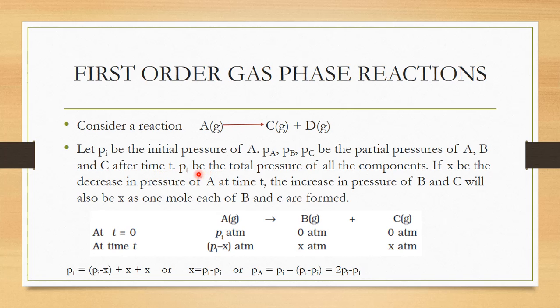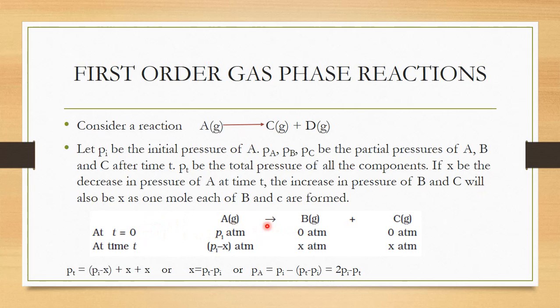Total pressure Pt will be for all the components. What will you get here? You can measure initial pressure, you can measure total pressure, but you cannot measure Pa experimentally. Now, let x be the decrease in pressure of A at time t, and x be the increase in pressure of B and C.